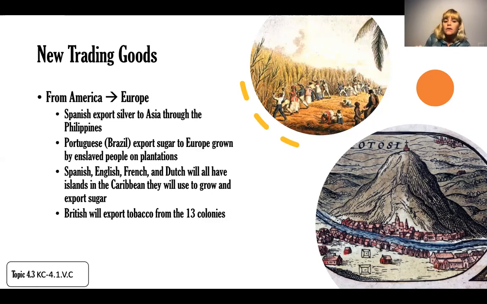Okay, the British will also take tobacco from the 13 colonies. So Europeans love themselves some cigarettes. You probably know that Virginia and North Carolina grow a lot of tobacco, and the Europeans are going to extract that resource and make the money off of it. Okay?